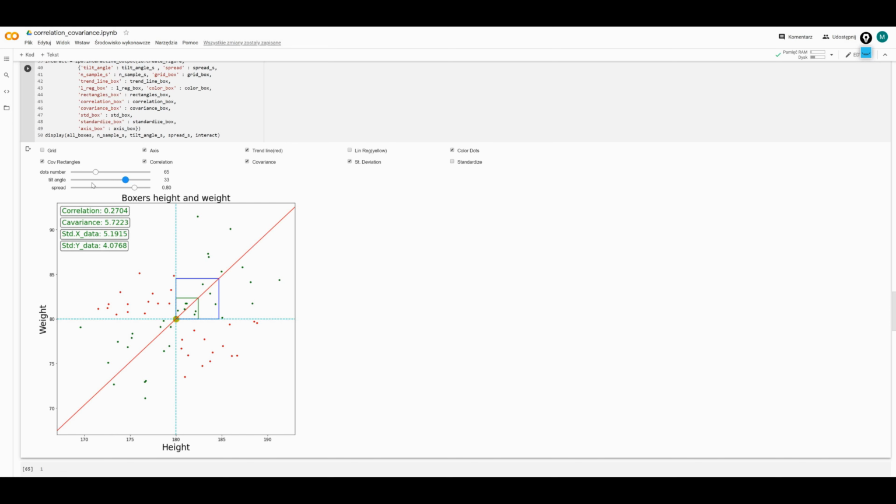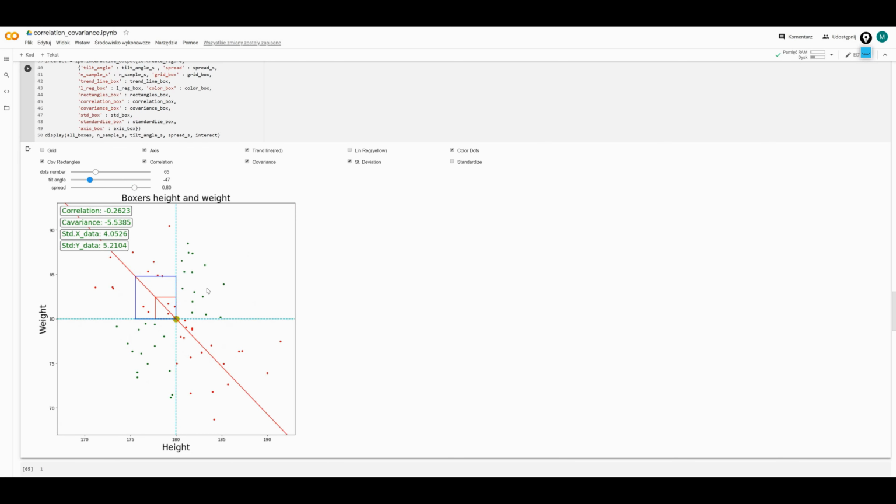Maybe we'll see an example with a negative correlation. It works the same, but now we have a negative covariance. You can see minus 5.5, so we have a negative correlation. And we still do basically exactly the same thing. We divide this negative surface over the perfect covariance, which would be the standard deviations of those values.